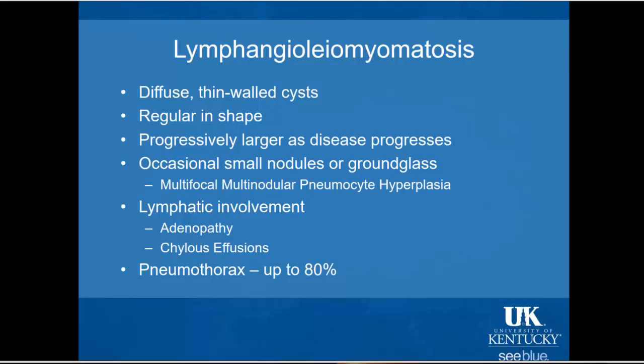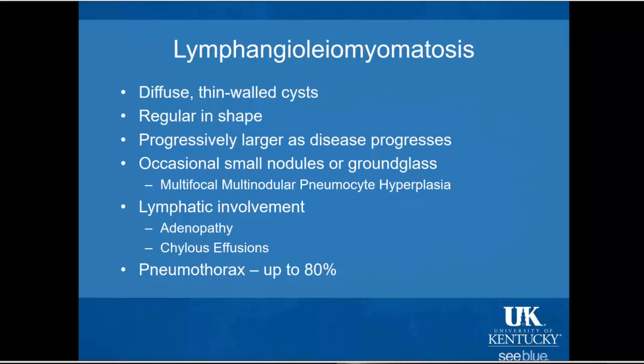We see diffuse thin-walled cysts, and I mean diffuse. They are distributed diffusely through the lungs and the craniocaudal plane. They're fairly regular in shape. They're pretty looking cysts, very well defined, very regular, very symmetric.